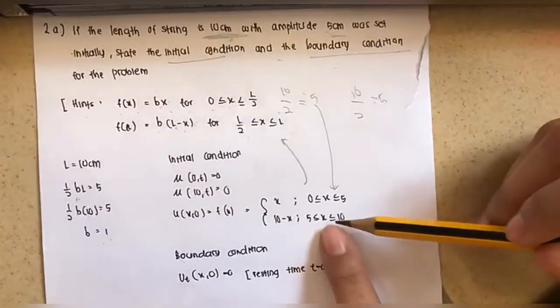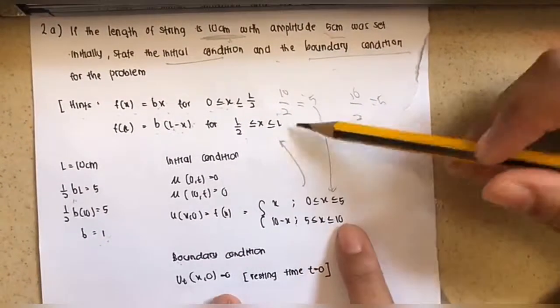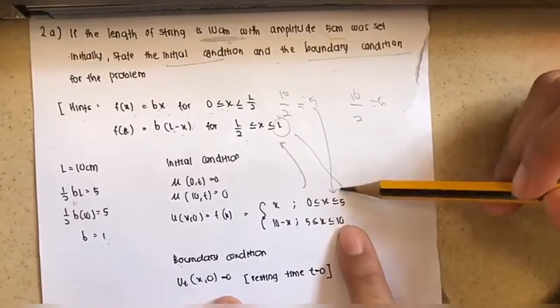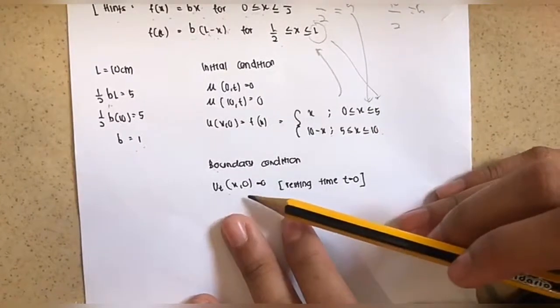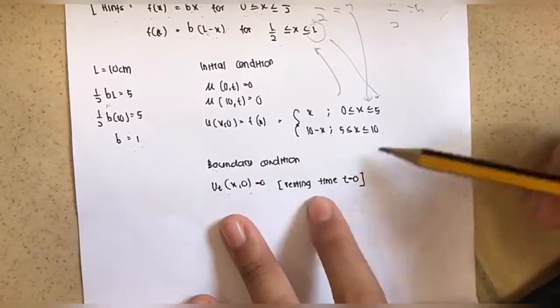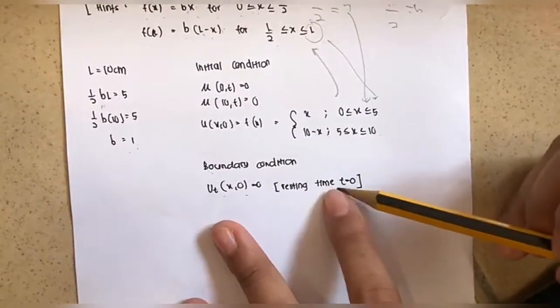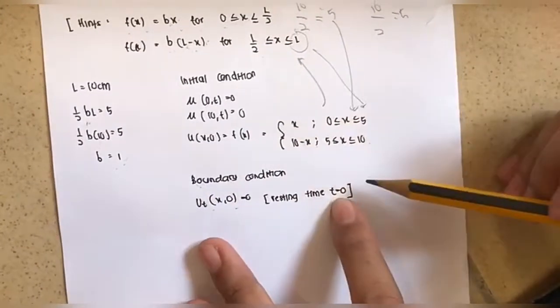Okay, 5 less than x less than 10, L is 10. Okay, now we move to the boundary condition, u_t(x, 0) equal to 0, because the resting time is t equal to 0. Thank you. I'm Fadiana and I will continue with the next question, which is question B.